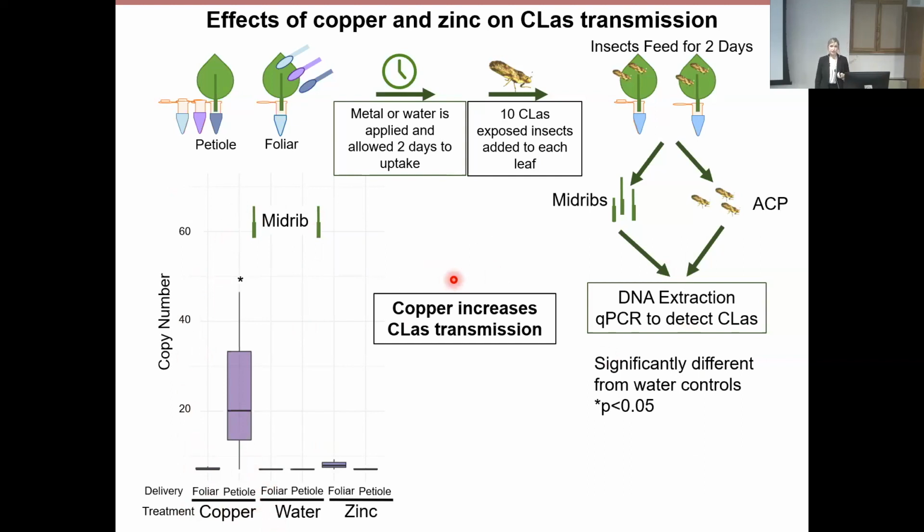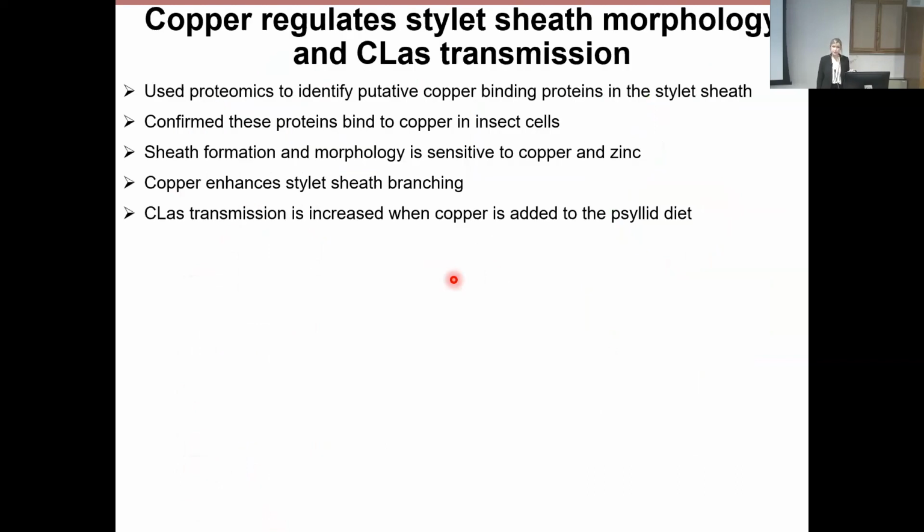So to review what I've shown you in this section, I've used proteomics to identify putative copper-binding proteins in the sheath. And I've confirmed that at least one of these proteins binds to copper directly. And I've also shown that sheath morphology and deposition is sensitive to copper and zinc, and that there is a branching phenotype that we see when copper is present. And finally, I show that CLas transmission is enhanced when copper is added to the plant exogenously.